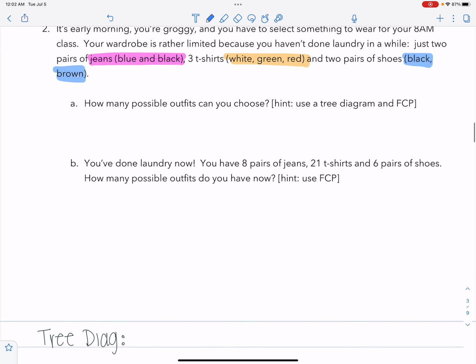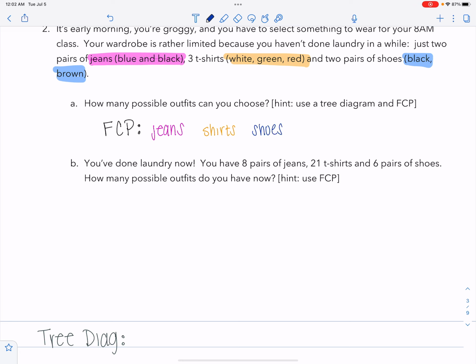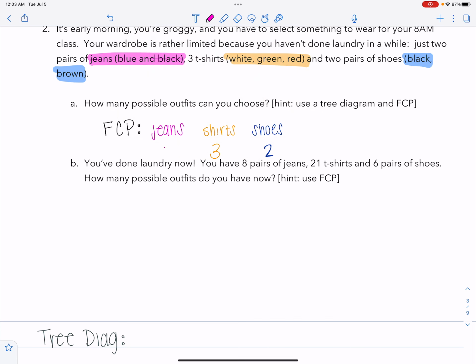However, a shortcut to that is going to be using the fundamental counting principle, which says you can multiply jeans times shirts times shoes. So shoes, I had 2 of them. Shirts, I had 3, and jeans, I have 2. And so when I multiply all of those together, I get out 12 possible outfits, which is what I saw in the tree diagram. But now we're just looking for shortcuts, because as these examples get bigger, like in the next one, you're not going to want to draw all of this stuff out.